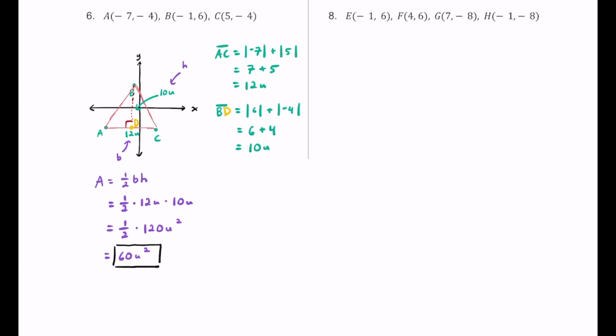Alrighty, one final example here. For example 8 or problem 8 here, we have 4 points E, F, G, and H. Let's just go ahead and label those first. So we have E, F, G, and H.